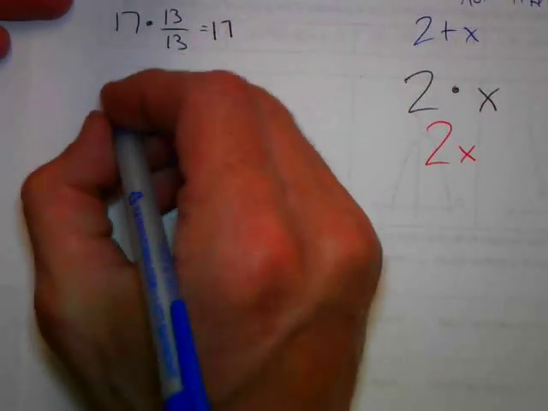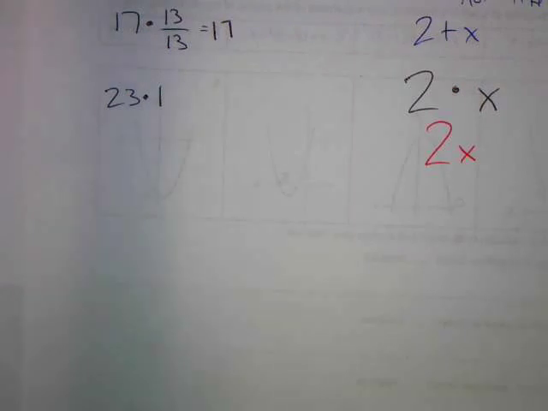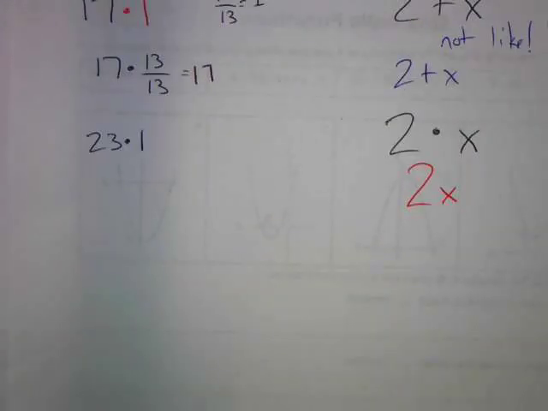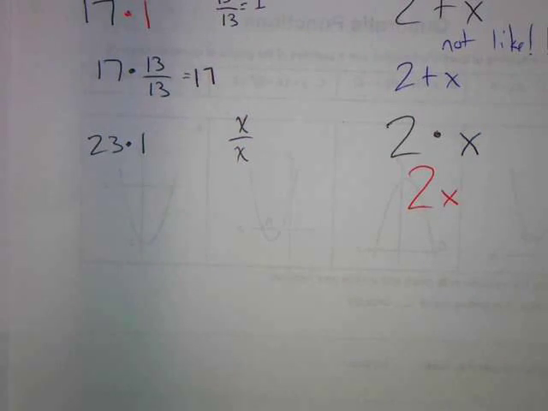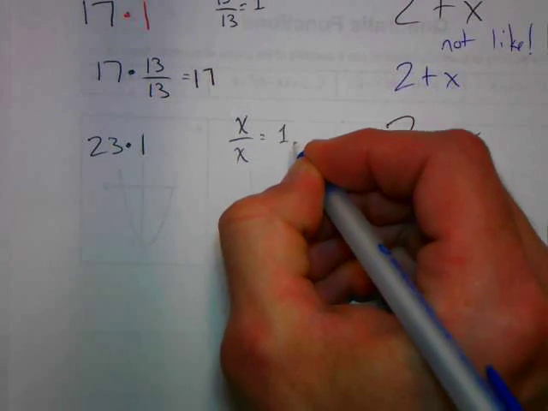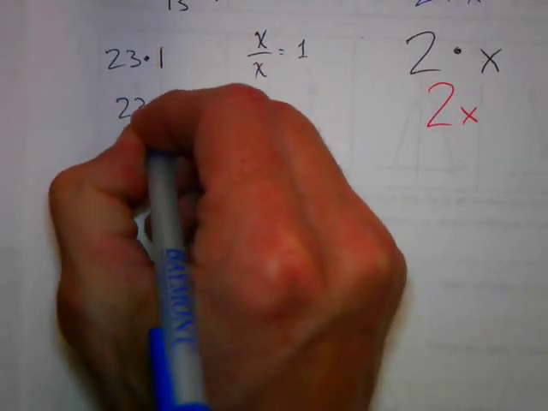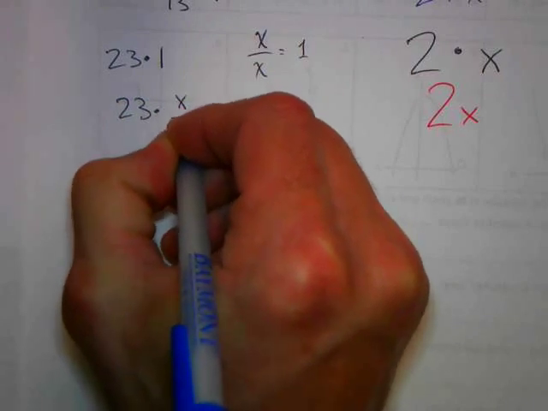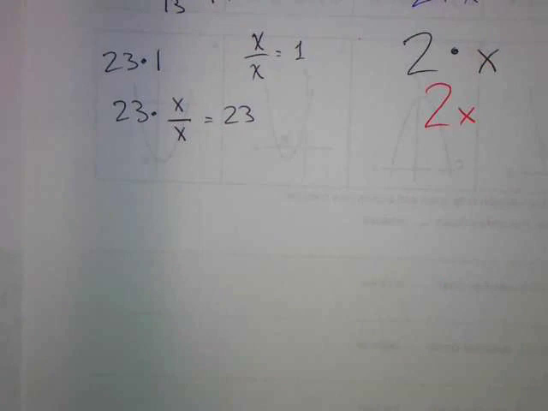Well, what about 23 times 1? You would say, of course, that's 23. Okay, well, hang on. What is x divided by x? And hopefully you can tell me that x divided by x is 1. So if I had 23 times x divided by x, that would be 23? And I'd say, well, yes, it is.